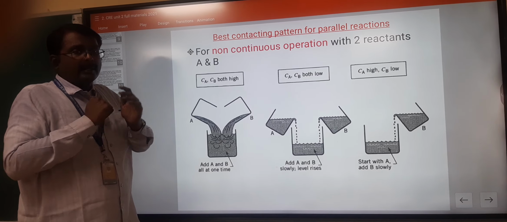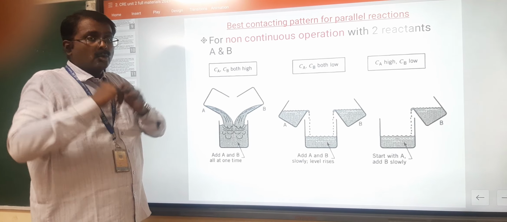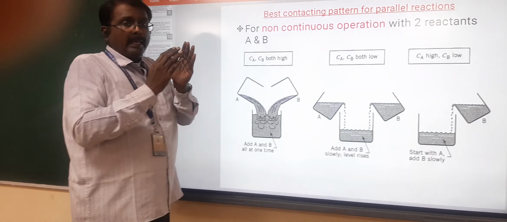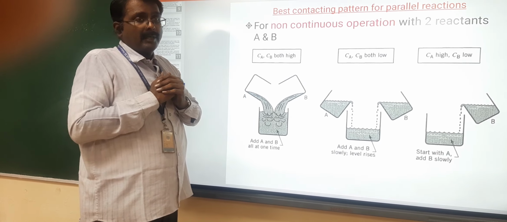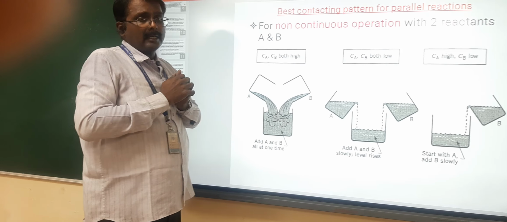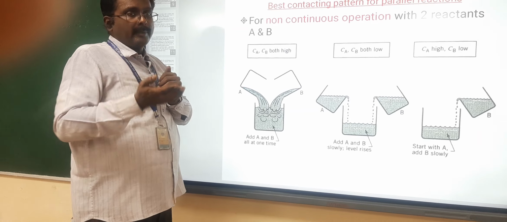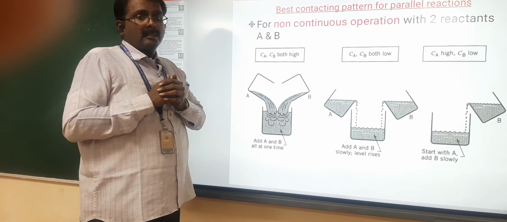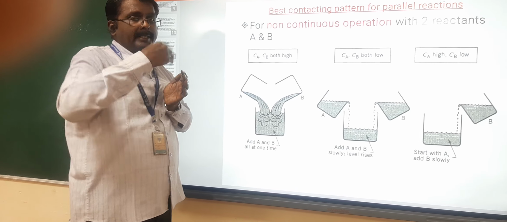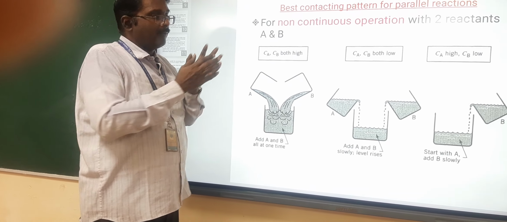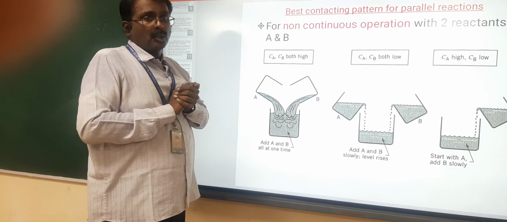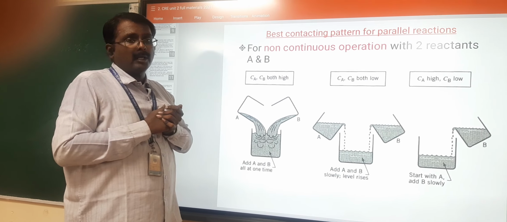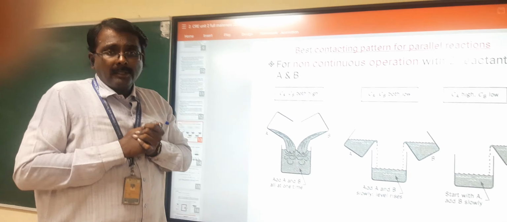If you have multiple reactions, our aim is to maximize the desired compound. For achieving the highest concentration of the desired compound, we have to follow all these guidelines. Then only can we maximize the desired product value. Otherwise the undesired reaction will take place, and that will spoil the entire process yield. Our efficiency, everything will be affected. So we have to be very careful while operating a multiple reaction system. That is very important. Thanks for listening to the lecture.